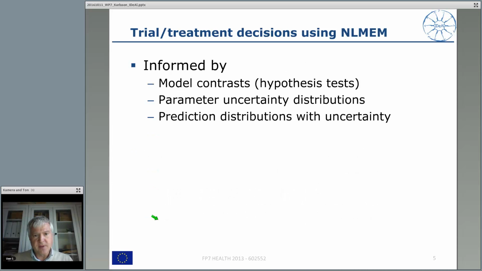So the type of information that these models can provide to trial and treatment decisions are to inform based on hypothesis tests, so model contrasts. They might be based on uncertainty distribution of the parameters of the model, or maybe some predictive distribution based on the model and the parameter uncertainty distribution. And I'll illustrate each one of these in the coming slides.